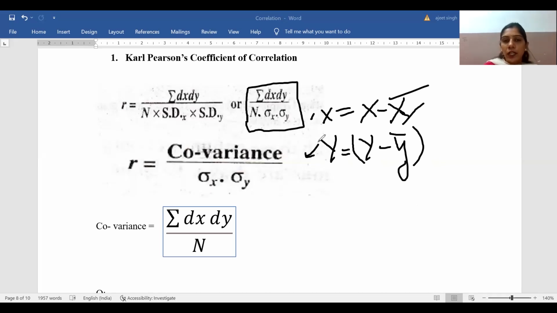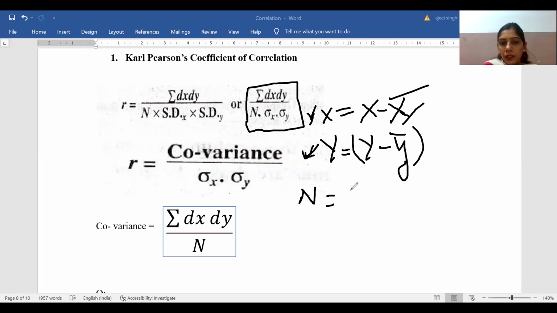When we do the calculation of correlation, we have given two series x and y. First of all, we have to calculate the mean of x, and then we have to calculate the mean of y. As x bar is the mean of x and y bar is the mean of y. So for calculating x, the formula is x minus x bar, and for calculating y is equal to y minus y bar.